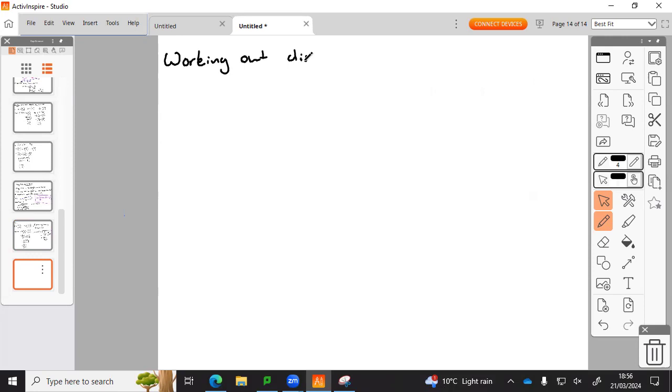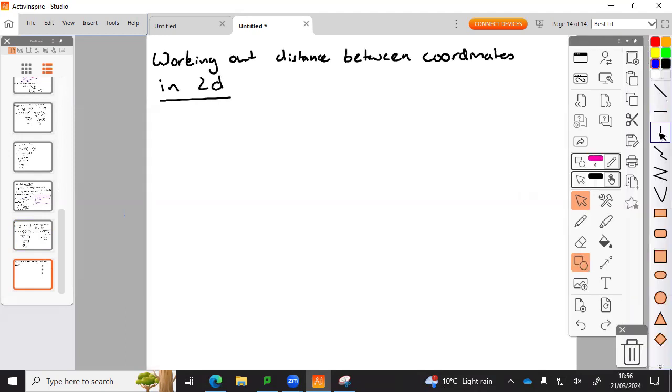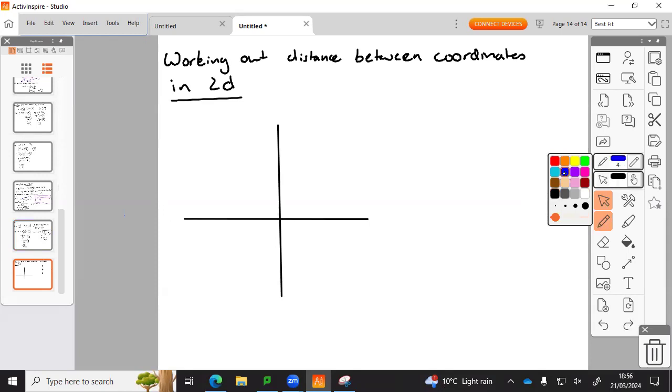Working out distance between coordinates in 2D. In 2 dimensions. Okay. The coordinate we're used to being described as XY. That's what we might call a coordinate.